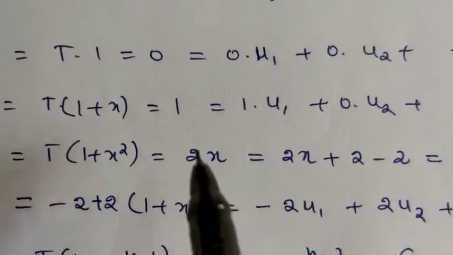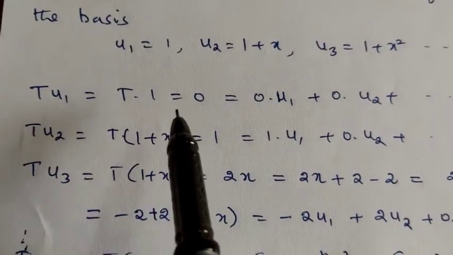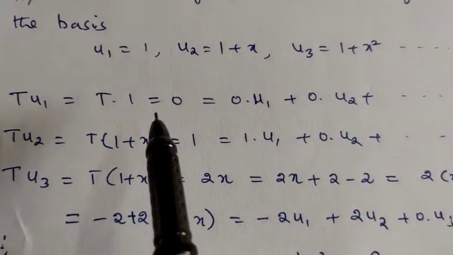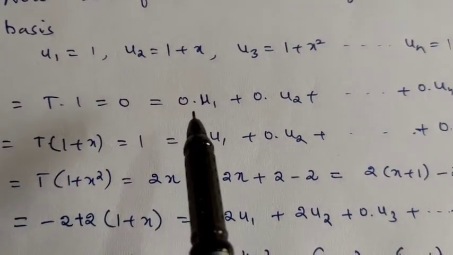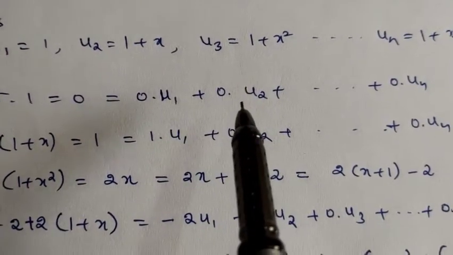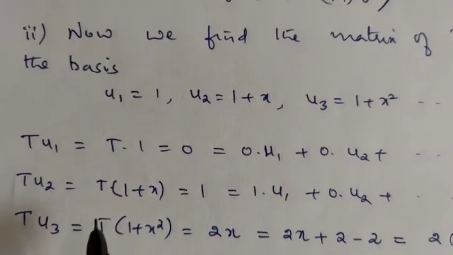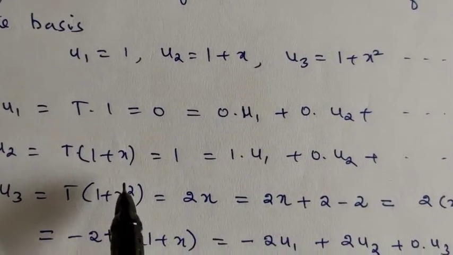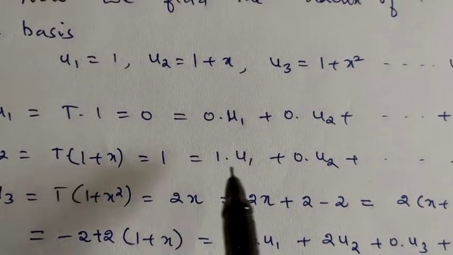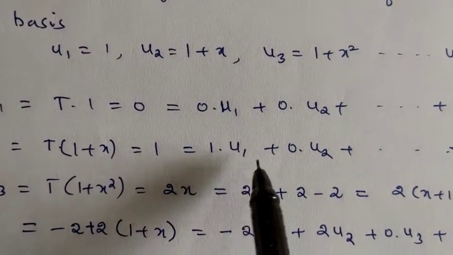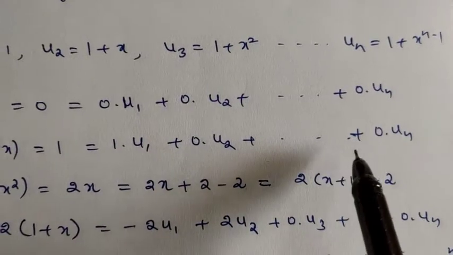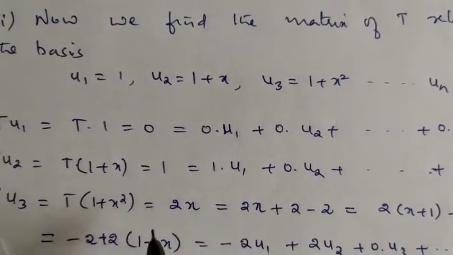Therefore I'll write T of U1 is T of 1. T of 1 means d by dx of 1 means 0. 0 can be written as 0 into U1 plus 0 into U2, etc., 0 into Un. Next, T of U2. T of U2 is T of 1 plus x. So derivative of 1 plus x is 1. So this can be written as 1 into U1 plus 0 into U2, etc., 0 into Un.